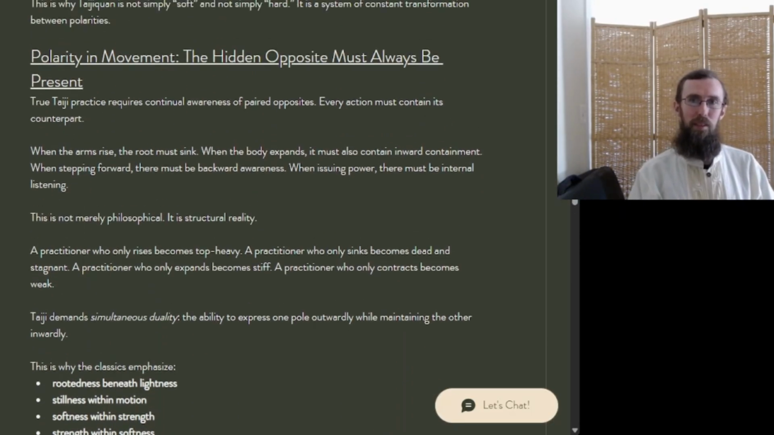Polarity in movement. The hidden opposite must always be present. True taiji practice requires continual awareness of paired opposites. Every action must contain its counterpart. When the arms rise, the root must sink. When the body expands, it must also contain inward containment. When stepping forward, there must be backward awareness. When issuing power, there must be internal listening. This is not merely philosophical, it's a structural reality.